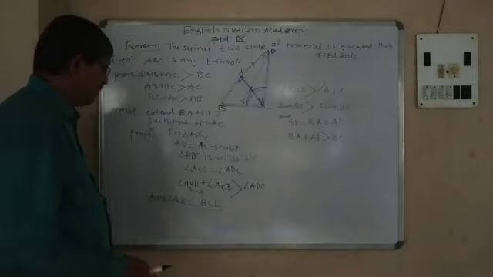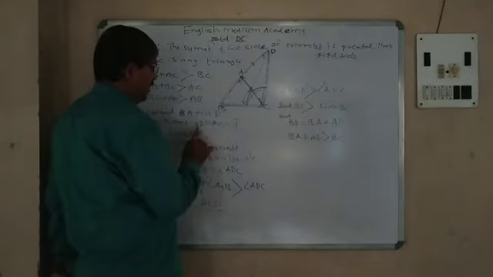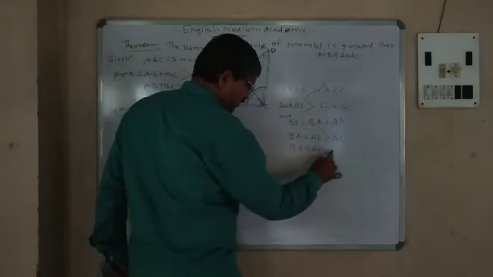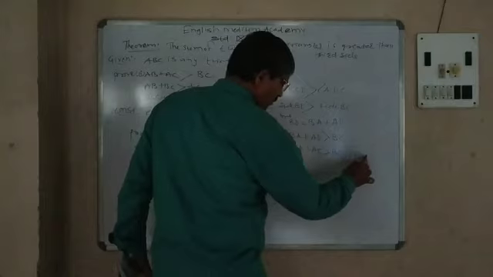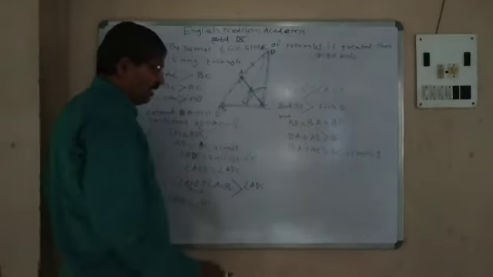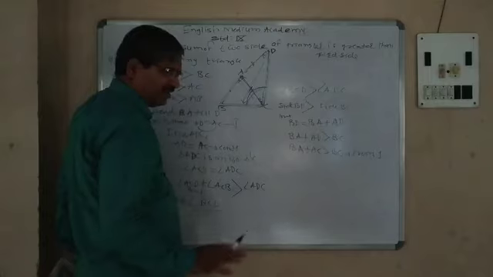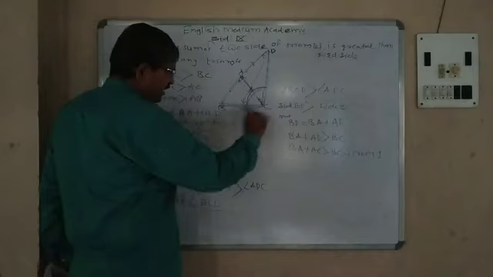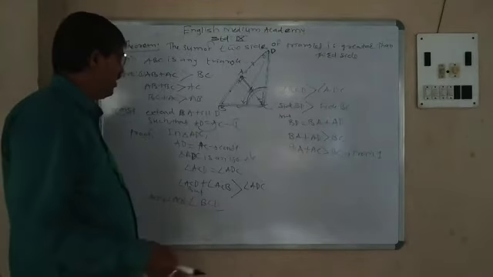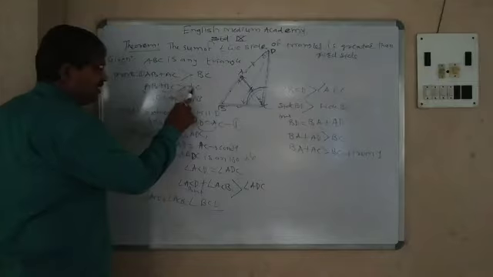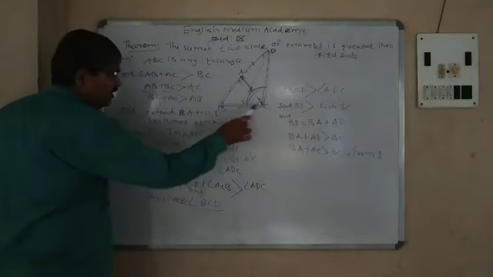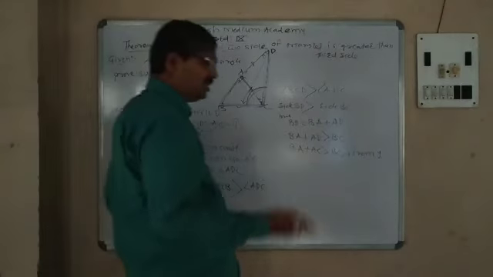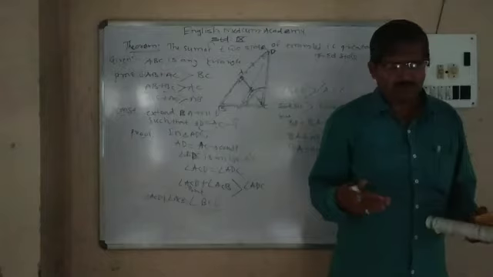But AD, here take 1. Here AD is equal to AC. Therefore, you should write BA plus AC is greater than BC from 1. Therefore, what is the answer? That the sum of two sides, BA plus AC, is greater than the third side. Similarly, you can prove AB plus BC is greater than AC, or BC plus AC is greater than AB. The remaining two facts are also possible to solve.